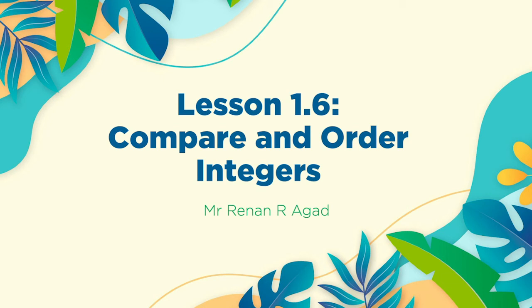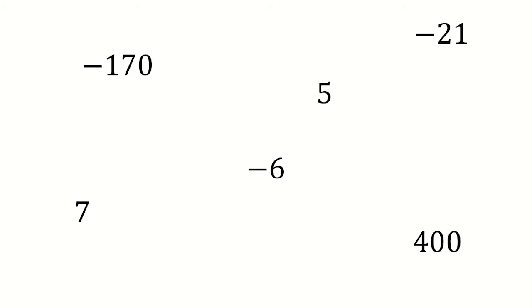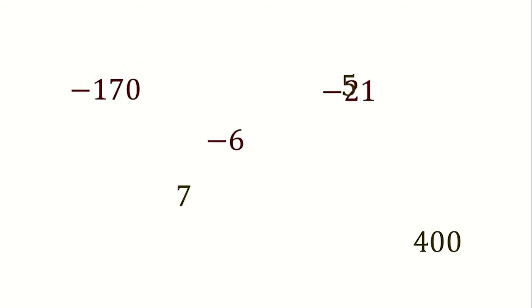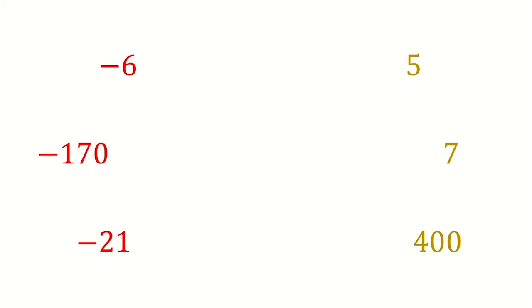This time, we will learn how to compare and order integers. So for example, you will be given these numbers. So what will you do? Always remember, based on our previous discussion, they can be grouped as negative or positive. And take note, in between negative and positive, we have 0.